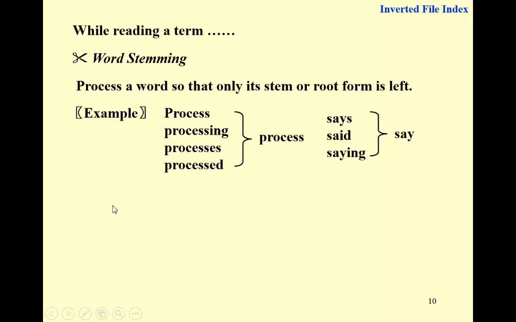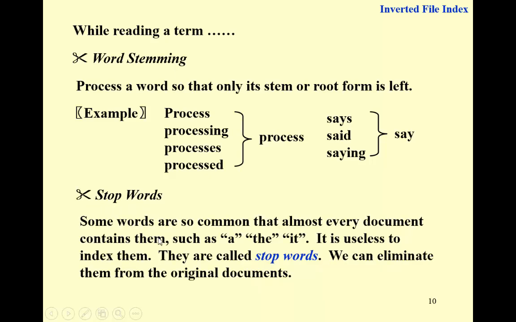Okay. The second thing is stop words. We're supposed to build a stop filter. A stop word is something that is so common that almost every document contains it, such as the words a, the, it. So it's useless to index them, because if we do, you can imagine how long their posting list will be. It will contain almost all the documents, so that's pointless. And they are called stop words.